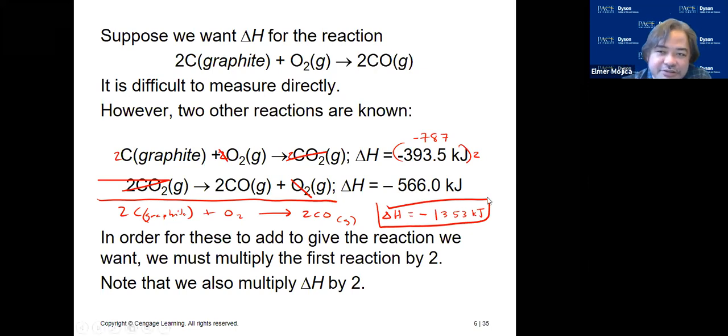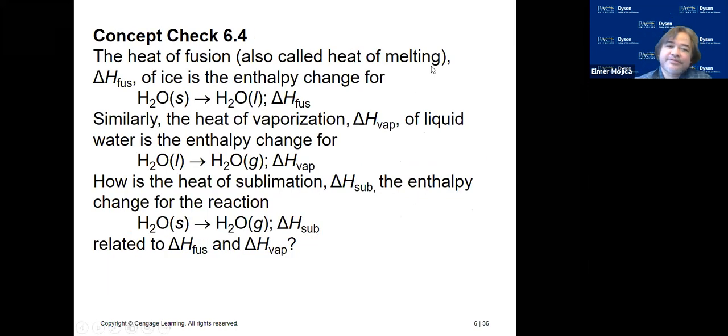So another thing that we can look at in this Hess law is the next one here. I think it's a concept check. So you're given the different reactions. Ice melting to water, the heat corresponding there is heat of fusion. And then water being evaporated to water vapor, the heat that you have there is heat of vaporization. So you are asked, how is the heat of sublimation enthalpy change for the reaction related to heat of fusion and heat of vaporization?